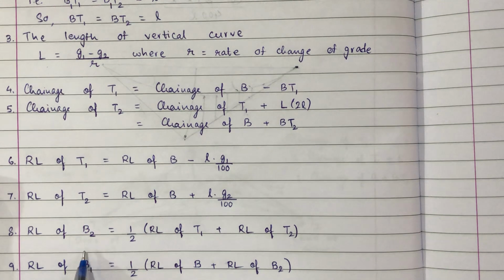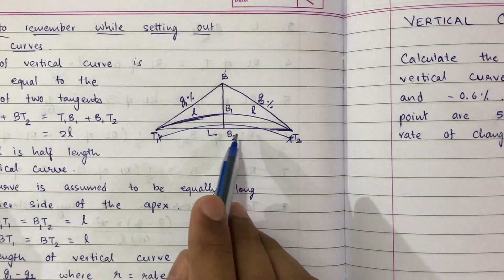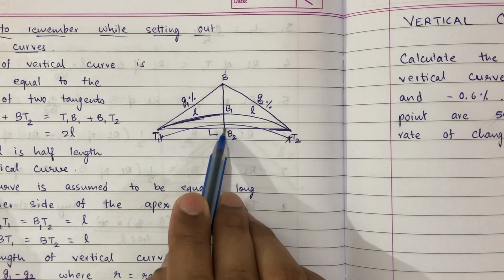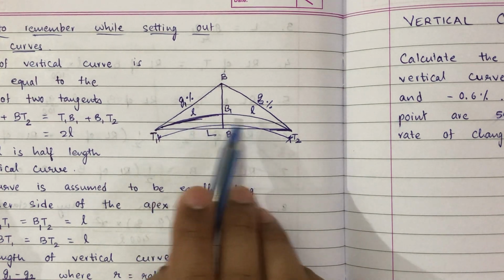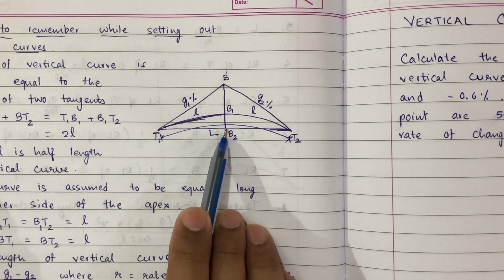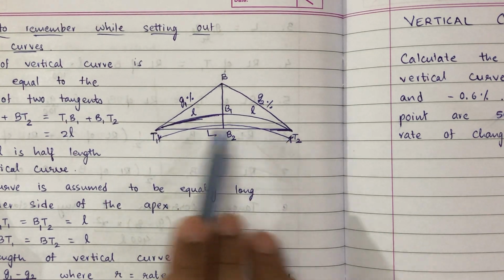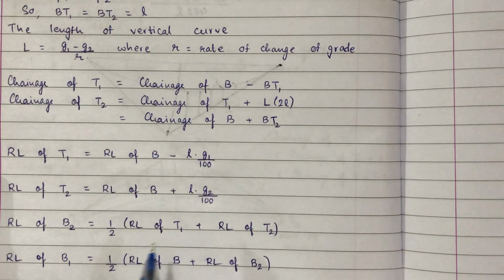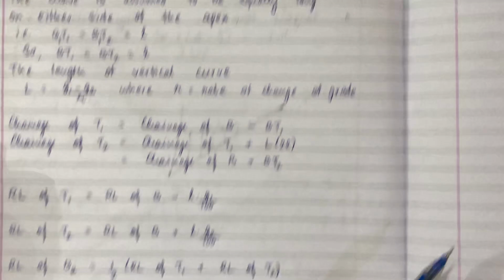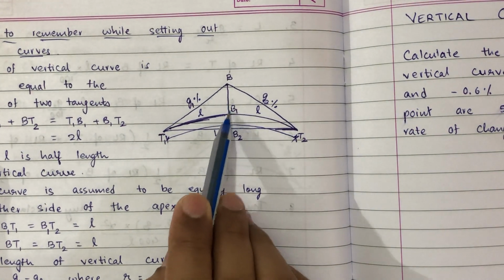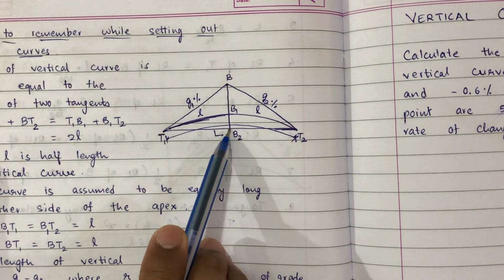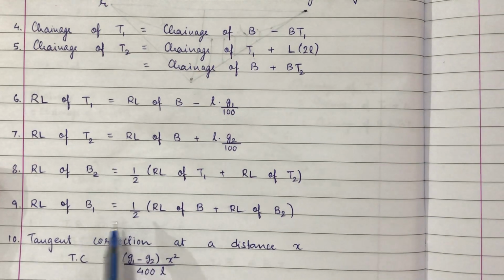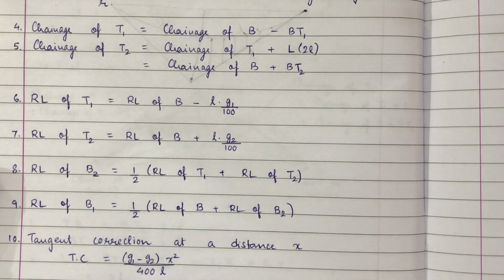Now RL of B2, this is the point B2. As this point is at the center of both sides of the curve, the RL of B2 will be equal to half of RL of T1 plus RL of T2. Similarly, B1 is at the center, so RL of B1 will be half of RL of B plus RL of B2.